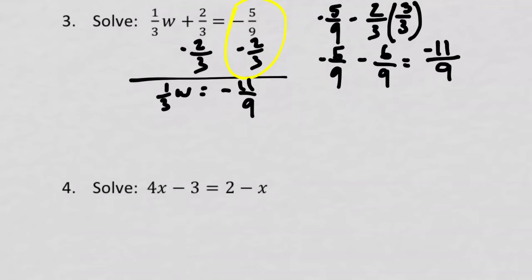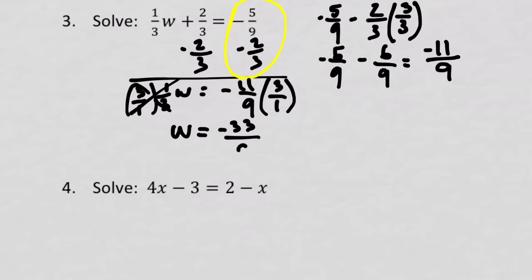Now what I'm going to do is get rid of the 1/3. Okay, and just like in the previous problem, in order to get rid of a fraction, you are going to multiply by the reciprocal. In this case, 3 over 1 is the reciprocal of 1 over 3. And the 3 cancels the 3, and the 1's cancel, so it's just w equals, to multiply these fractions, multiply straight across. So negative 33 over 9. Now that can be simplified, so always simplify your fractions as much as possible. Divide both by 3, you get negative 11 over 3. That is your final answer for w.